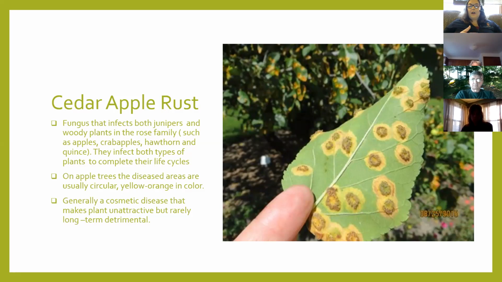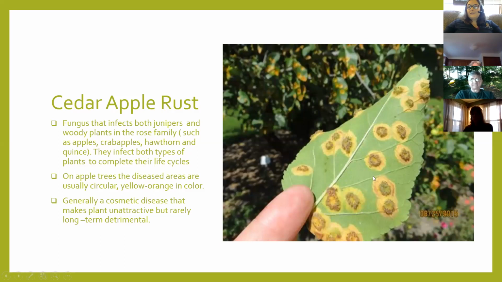And on apple trees, the diseased areas are usually circular. You can see it's a yellow orange in color. And these little dots right here, that's the underside of the leaf, and that's where spores can develop. So it's important that when these leaves fall in the fall, you're doing proper cleanup, because that's another way of infecting the juniper, but it goes back and forth.